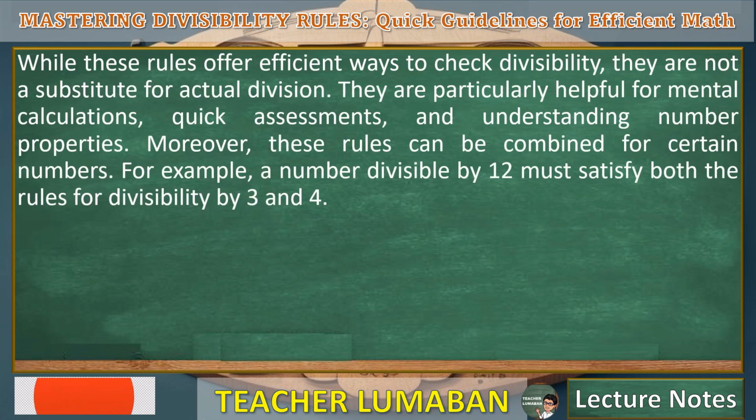While these rules offer efficient ways to check divisibility, they are not a substitute for actual division. They are particularly helpful for mental calculations, quick assessments, and understanding number properties. Moreover, these rules can be combined for certain numbers. For example, a number divisible by 12 must satisfy both the rules for divisibility by 3 and 4.